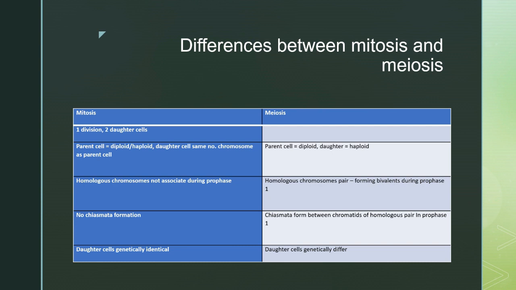Here's the difference between mitosis and meiosis. Basically, in mitosis you have 1 division producing 2 daughter cells, and in meiosis you have 2 divisions. In mitosis, the parent cell is diploid, and the daughter cells will have the same number of chromosomes as the parent cell. In meiosis, the parent cell is diploid, and the daughter cells are haploid. Homologous chromosomes do not associate during prophase in mitosis, but in meiosis the homologous chromosome pair will form bivalents during prophase 1. There's no chiasmata in mitosis, whereas there are in meiosis, and of course the daughter cells will genetically differ in meiosis as opposed to mitosis.